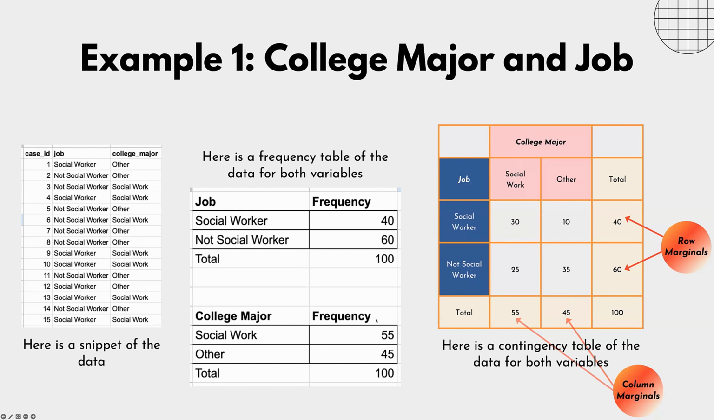So we have totals on the bottom row here and total in the end column here. These numbers, so 40 total current social workers and 60 total not social workers, those are known as our row marginals, basically the total for the row. And then we have column marginals, which are the total for the column. So 55 people said they did have a social work major, and 45 said they didn't have a social work major, they were in something else.